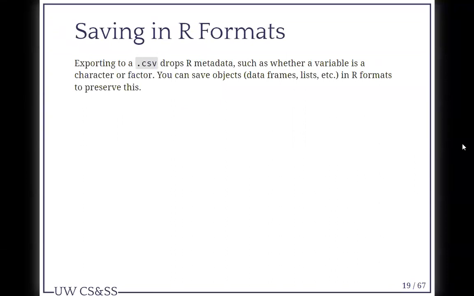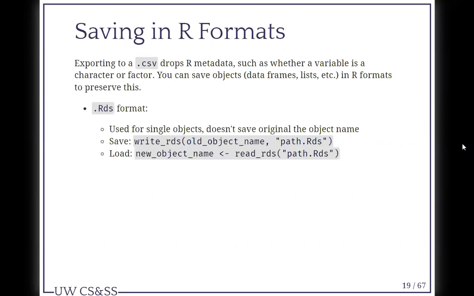Exporting to a CSV drops our metadata, such as whether a variable is a character or a factor. You can save objects like data frames and lists, etc., in R formats to preserve this. Let's say you're one of these people that's really into thinking about data frames as lists and like to save whole data frames into cells of your data frame. It's not going to want to export to a CSV. You're going to want to do this instead.